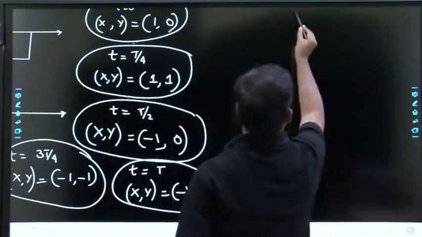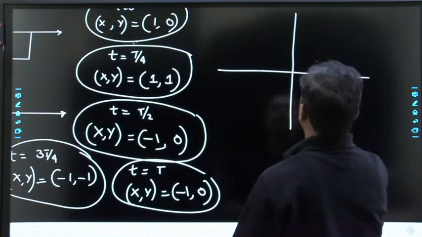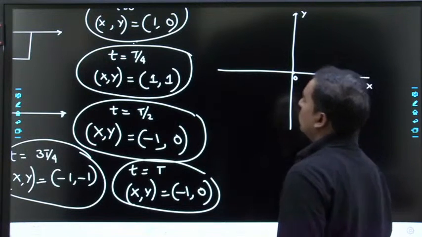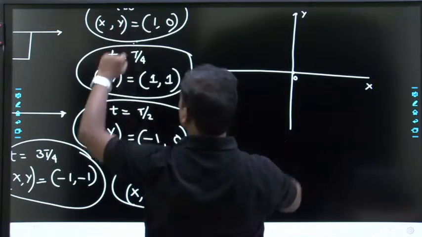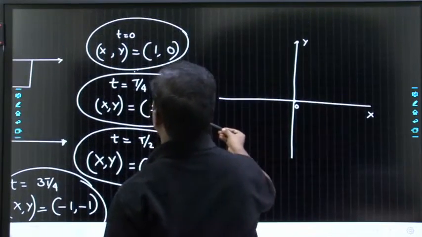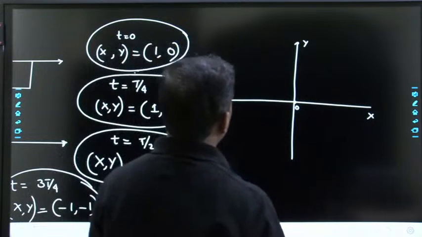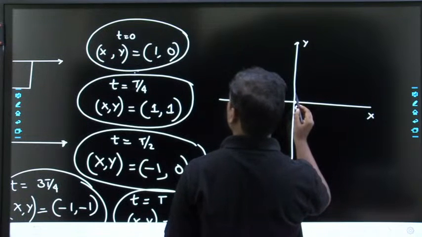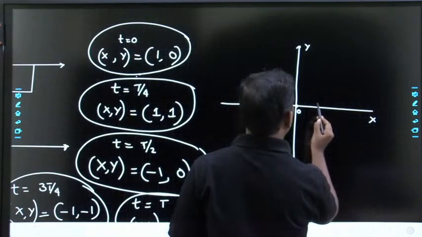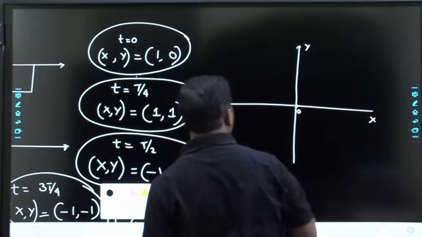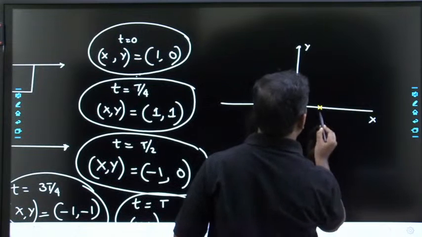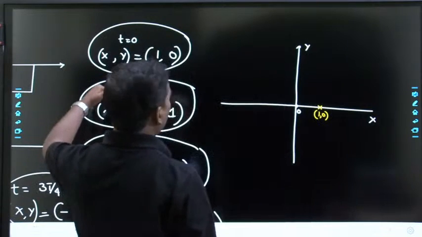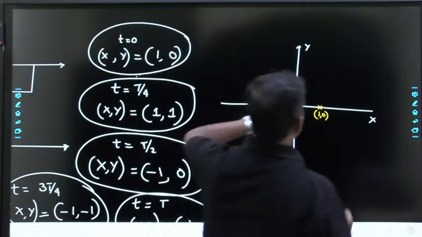Okay, so if you take this is x axis, this is y axis. Now at t is equal to 0, what is x? 1. All of you are following? x is equal to 1, y is equal to 0. Chalo. Next, at t is equal to T by 4, x comma y both are 1, 1.